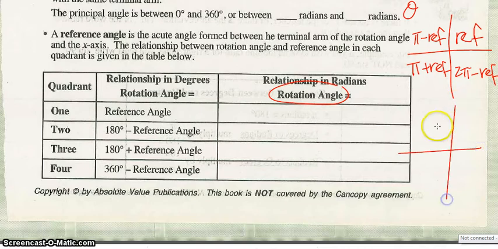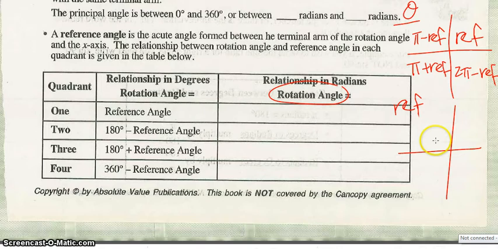We can have another table about the reference angle, how to find the reference angle given the angle. Again, the reference angle could only be 0 to 90 degrees, 0 to pi over 2. Rotational angle is any angle, okay, in a full circle, 0 to 360 degree, 0 to 2 pi radian.